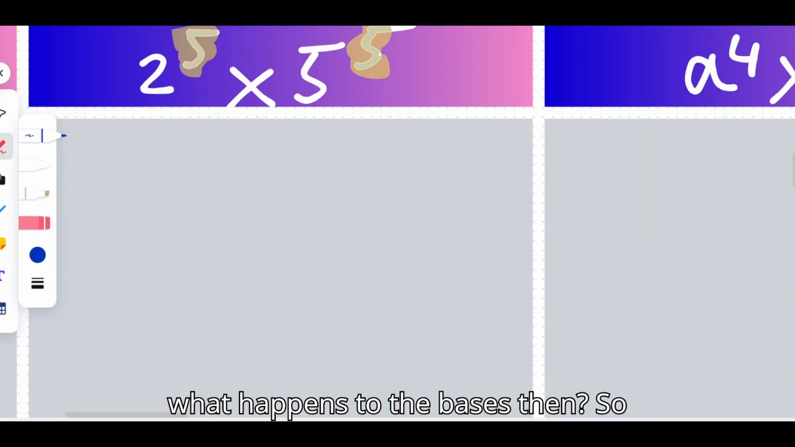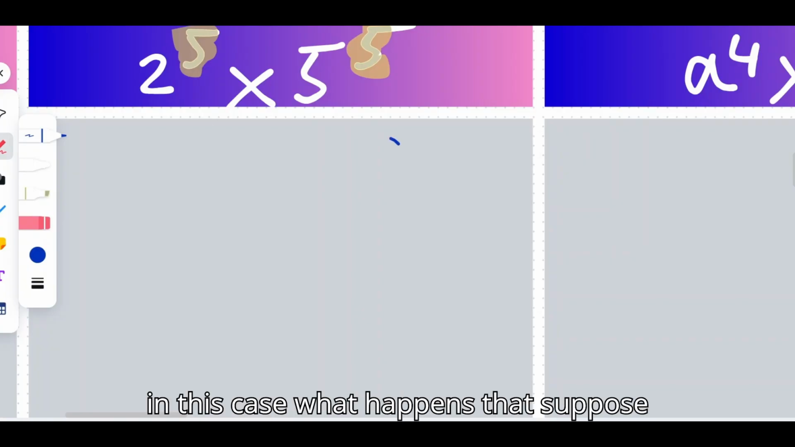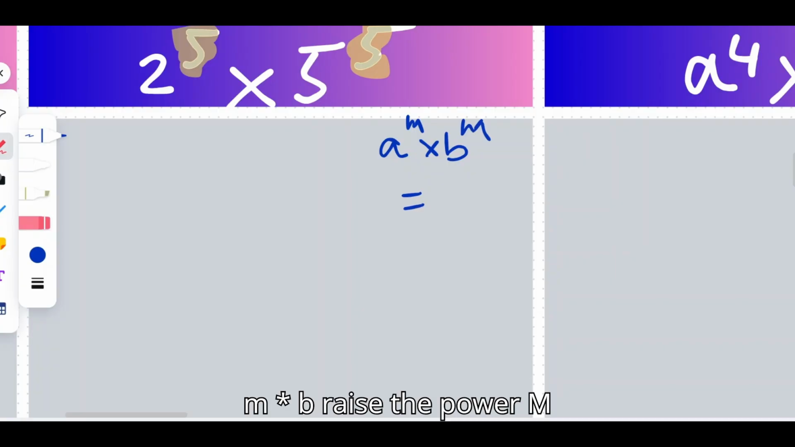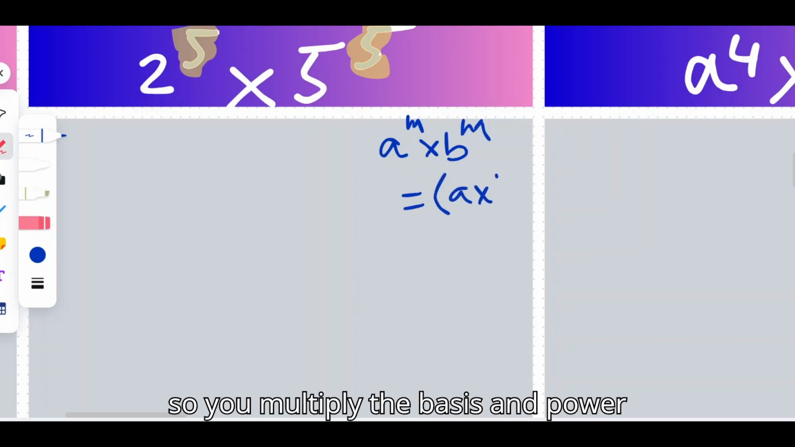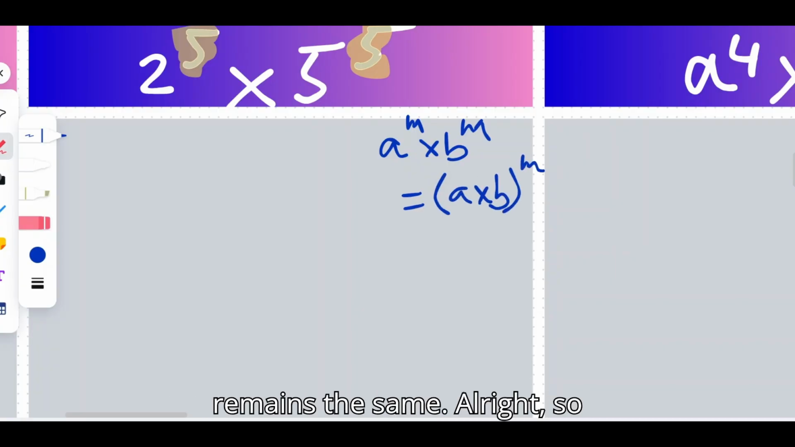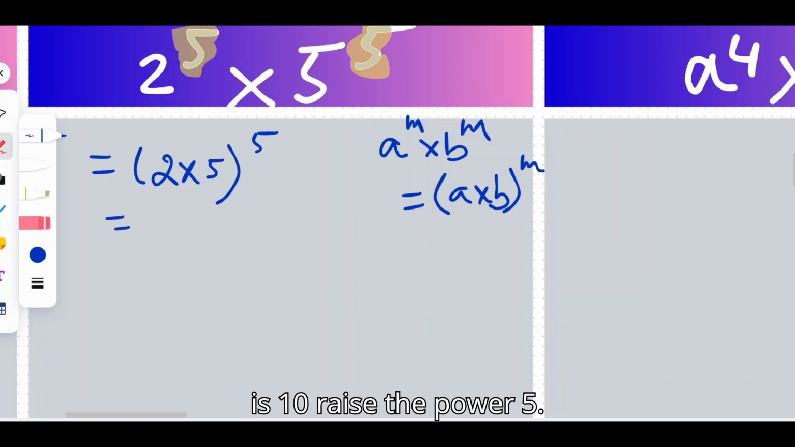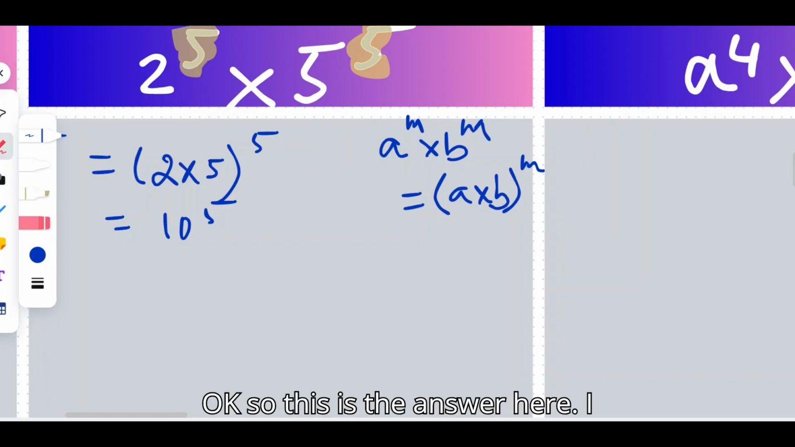In this case, suppose you have a raised to the power m times b raised to the power m, so you multiply the bases and the power remains the same. Alright, so this will become 2 times 5 raised to the power 5. So it is 10 raised to the power 5. Okay, so this is the answer.